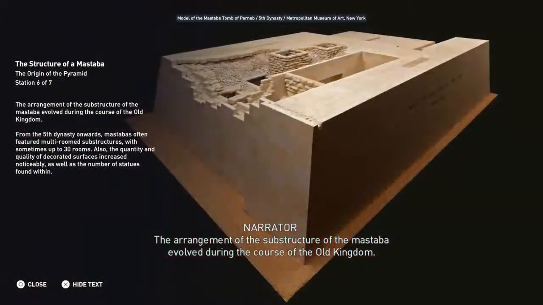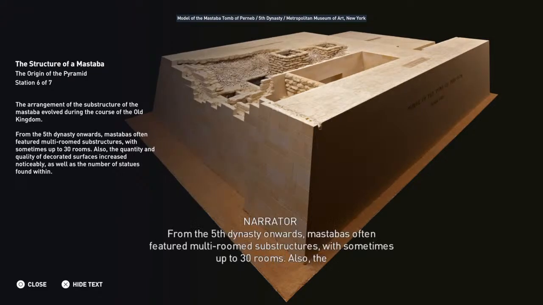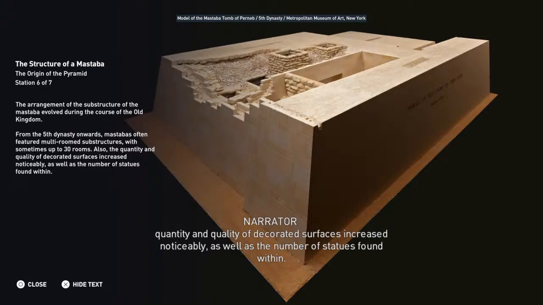The arrangement of the substructure of the mastaba evolved during the course of the Old Kingdom. From the 5th dynasty onwards, mastabas often featured multi-roomed substructures, with sometimes up to 30 rooms. Also, the quantity and quality of decorated surfaces increased noticeably, as well as the number of statues found within.